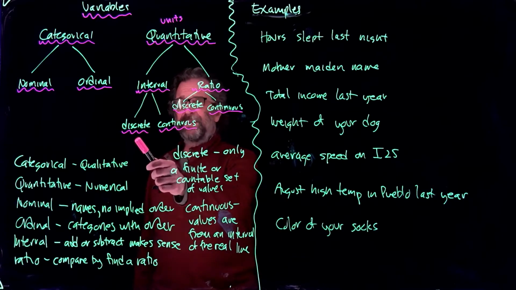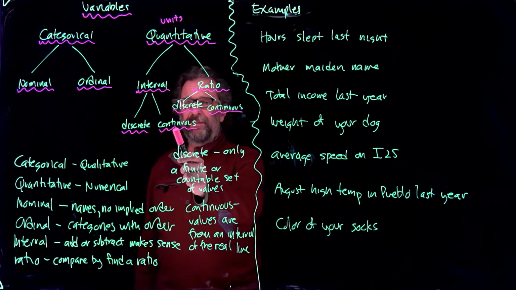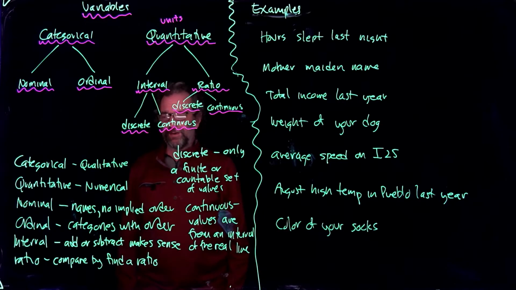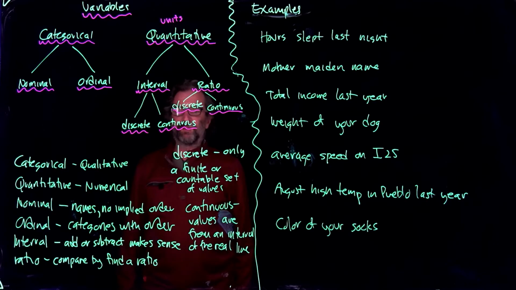You can see by what I was saying there that sometimes something that's continuous becomes discrete because we more or less round it. So you ask somebody, how old are you? They're going to say, 20 years old. They're not going to say, I'm 19.876 years old. So we'd consider that a discrete variable, even though it's really a continuous quantity.